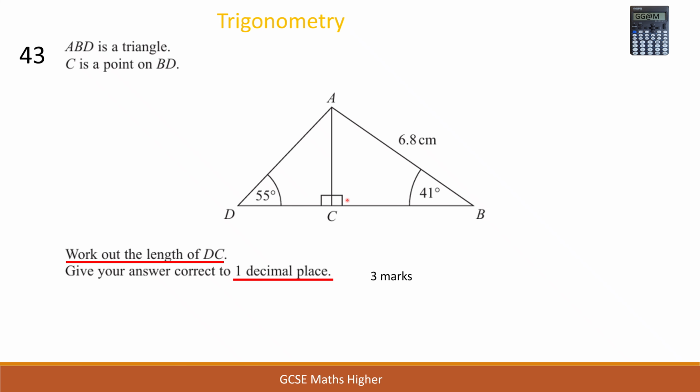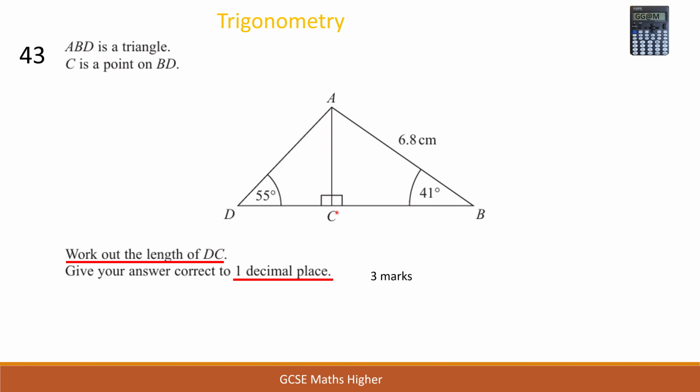So on this first triangle ABC, we've got to work out this vertical height A to C because that connects the 2 triangles. We've got the hypotenuse, we've got the opposite, and we've got an angle, so we're going to be using SOH or the sine. So sine is the opposite divided by the hypotenuse to work out this length here, to work out the opposite.